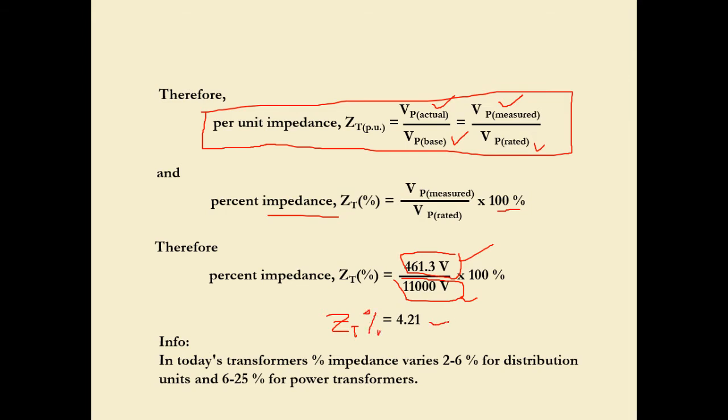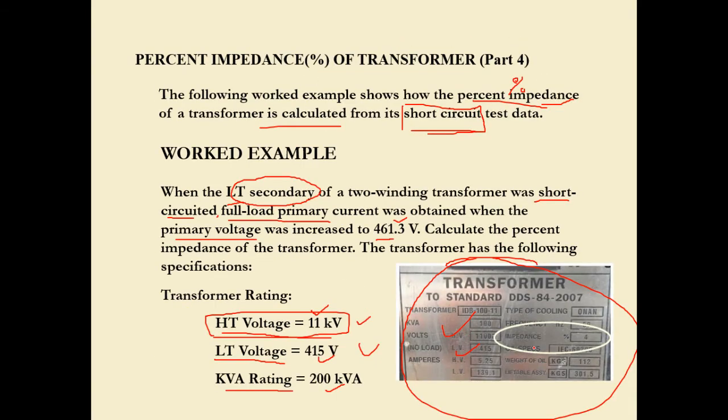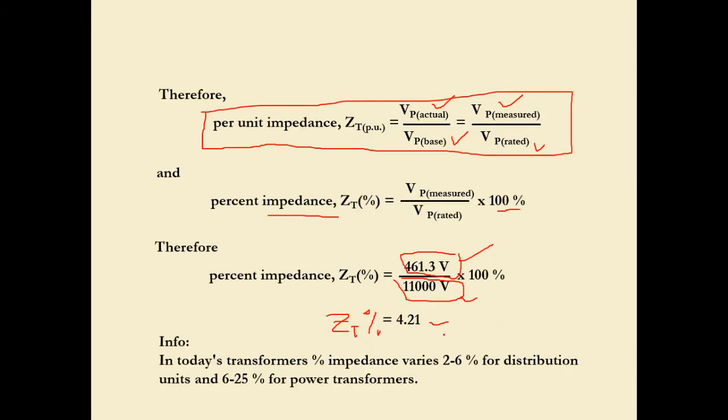So if you go back to the nameplate, you will see here the impedance is written as 4, 4%. This is the symbol of percentage, so this is the number 4. It's about 4%. So, additional information: in today's transformers, percent impedance varies between 2 to 6% for distribution units and 6 to 25% for power transformers. This is for general knowledge.